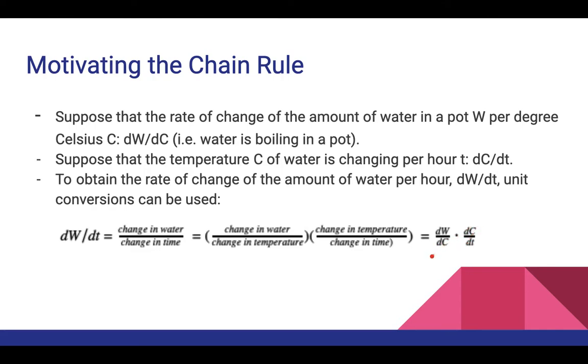What we could say here is the dC's cancel out to leave us with dW over dt. From the perspective of compositions of functions, we could say that W is a function dependent on C, but C itself is a function dependent on t, so W is a composition of functions. Either way, what we notice here is we take the derivative of W with respect to C and multiply it by the derivative of C with respect to t in order to get the derivative of W with respect to t.